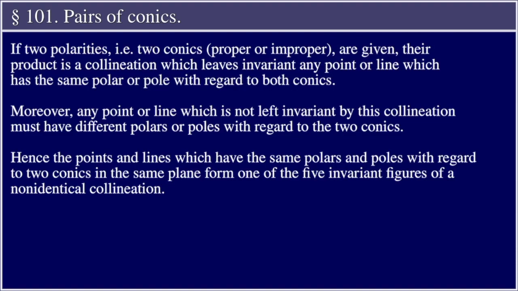If two polarities, i.e. two conics, proper or improper, are given, their product is a collineation, which leaves invariant any point or line which has the same polar or pole with regard to both conics. Moreover, any point or line which is not left invariant by this collineation must have different polars or poles with regard to the two conics. Hence, the points and lines which have the same polars and poles with regard to two conics in the same plane form one of the 5 invariant figures of a non-identical collineation.